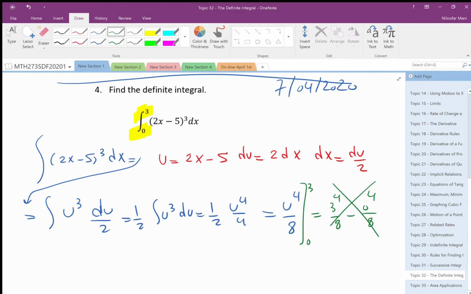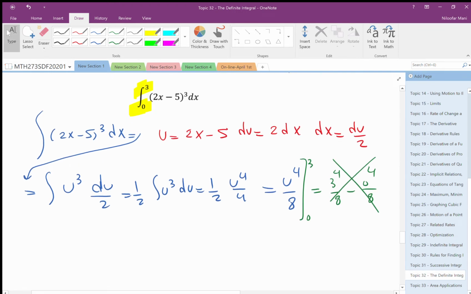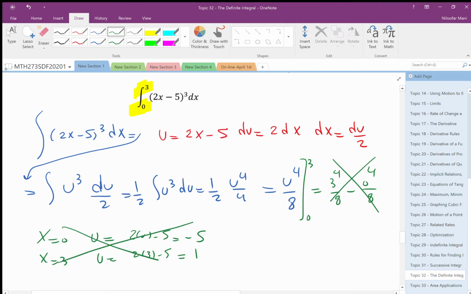Okay, so when I was a student, my teachers, they used to say I have to change the boundaries. For example, I say x is 0, what is u? So u is 2 times 0 minus 5, which is minus 5. x is 3, u is 2 times 3 minus 5, which is 1. Okay, and then I say from minus 5 to 1. Okay, I don't recommend this, it will be hard.